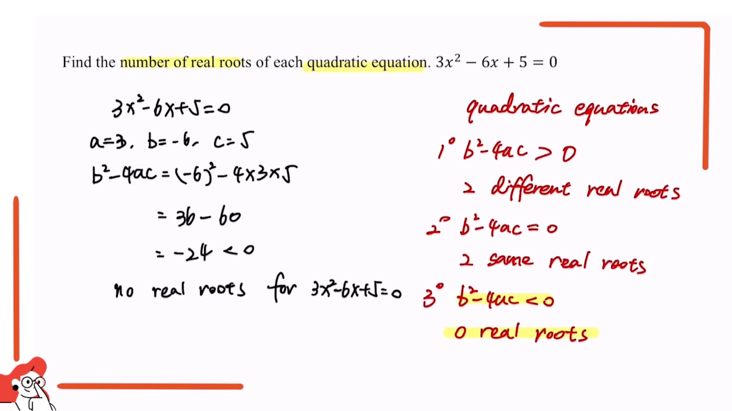Before we leave, let's do a quick recap of what we have learned from this question. Firstly, to decide the number of real roots of these quadratic equations, you use b squared minus 4ac, which is the determinant. When it's greater than 0, in other words positive, then it has two different real roots. However, when it's equal to 0, then it has two same real roots.